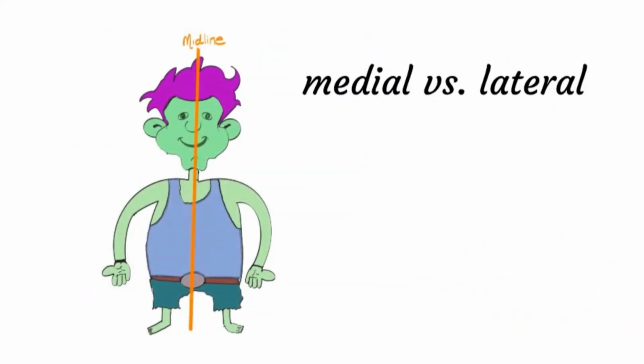Okay, so let's talk about a couple other relative terms, and these are medial and lateral. When we think about medial and lateral, we need to imagine a line going right down the middle of a body or right down the middle of a body part or organ. And that would be known as the midline.